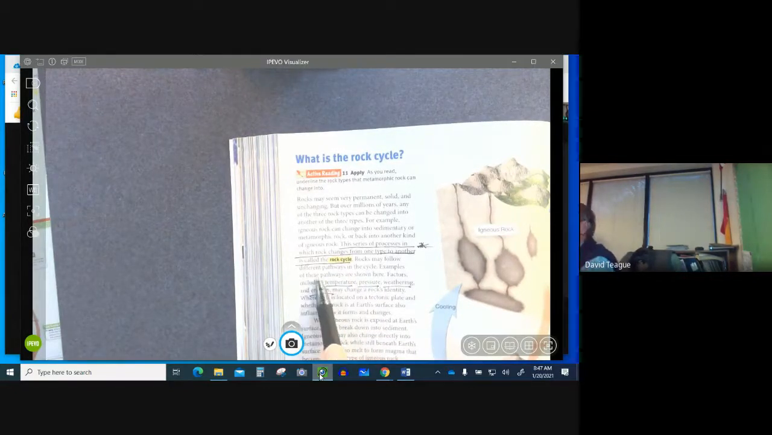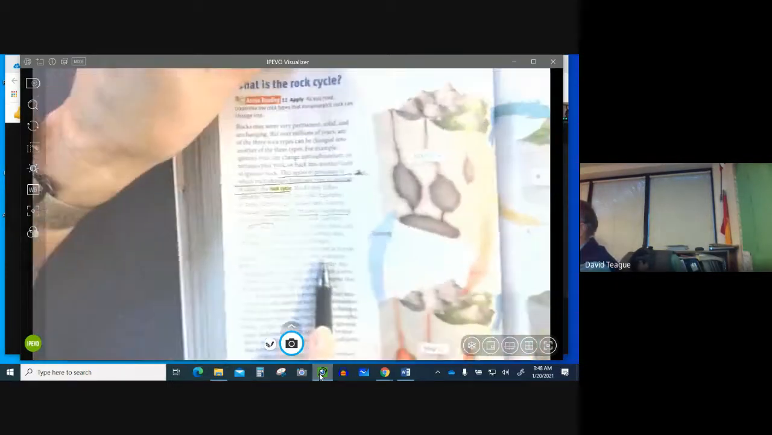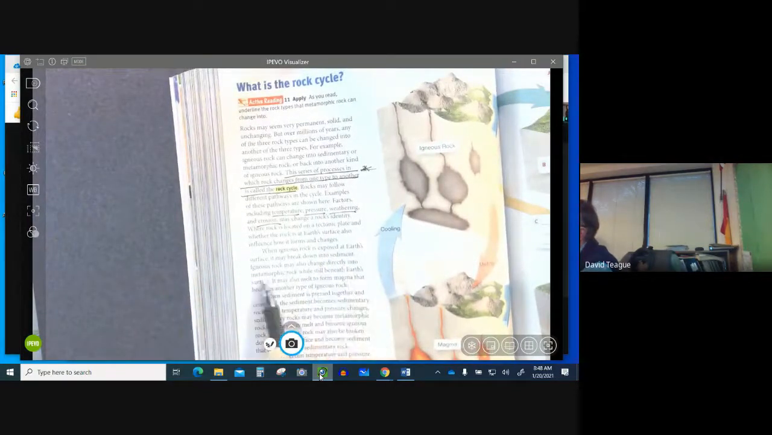Rocks may follow different paths in the cycle. Examples of these pathways are shown here. Factors including temperature, pressure, weathering, and erosion may change a rock's identity. Where rock is located on a tectonic plate and whether the rock is at Earth's surface also influence how it forms and changes. When igneous rock is exposed at Earth's surface, it may break down into sediment. Igneous rock may also change directly into metamorphic rock while still beneath Earth's surface, or it may melt to form magma that becomes another type of igneous rock.